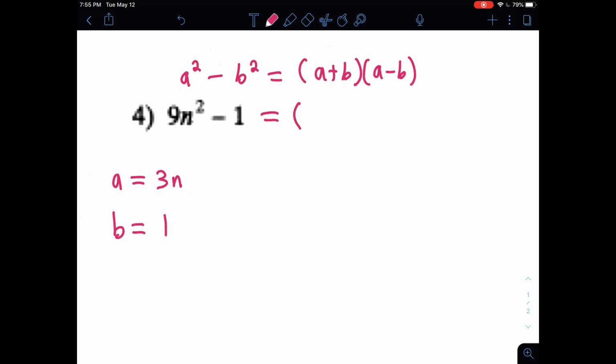So now we're going to have the square root of 9n squared. Our a was 3n, so we're going to have 3n here and here. And then we're going to have plus 1 and minus 1, and that's our final answer.